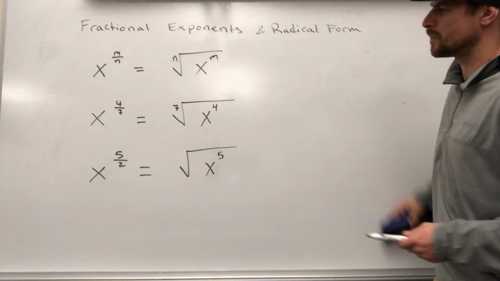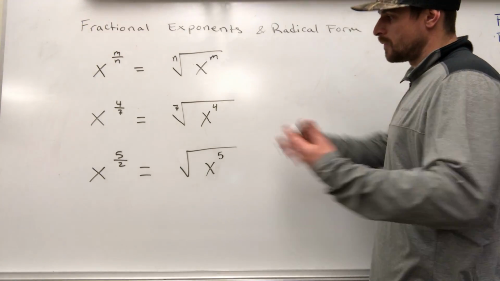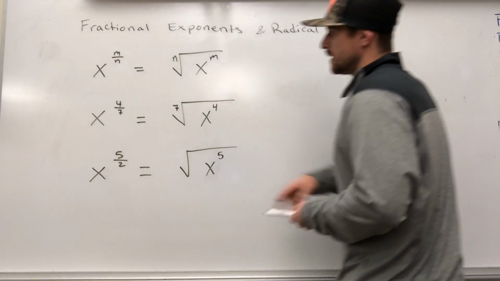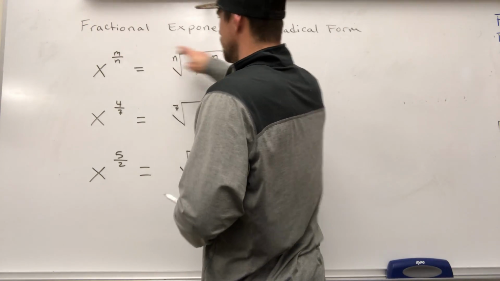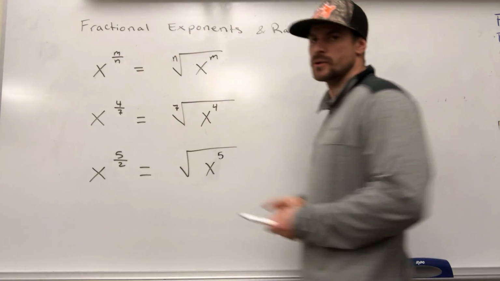Okay, so there's your 3 examples. Hopefully this makes sense. Don't overcomplicate it. Top number goes on the inside, bottom number goes on the outside of your radical.